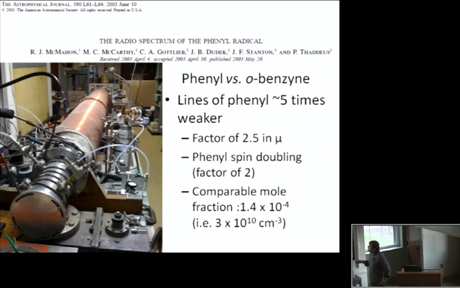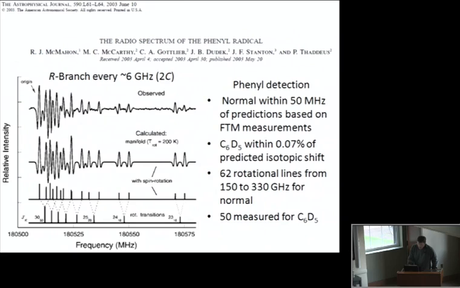Again, just to give you an idea of how this compares to the orthobenzene that was used to tune up on, the lines of phenyl radical were about 5 times weaker than those of orthobenzene as observed using the millimeter wave experiment here. When you factor in the 2.5 factor in dipole moment and the splitting that you'd get, or reduction of intensity because of the spin doubling, which is a factor of 2, you end up coming up with a comparable mole fraction, which I've shown here between the molecules. So you end up producing about the same for either one.